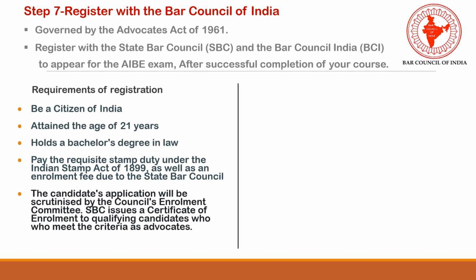In order to get yourself enrolled in the State Bar Council, you have to file an application, submit the necessary documents and pay the requisite stamp or enrollment fee. The fee differs from state to state. After that, the candidate's application is scrutinized or analyzed by the council's enrollment committee, and if the candidate meets the criteria to become an advocate, he is qualified and issued the certificate of enrollment.